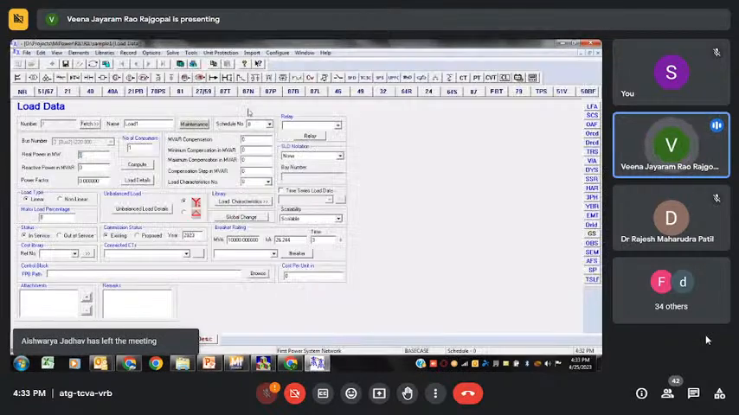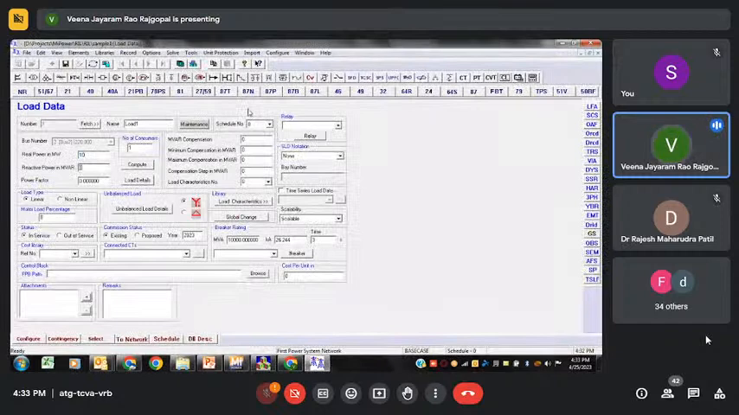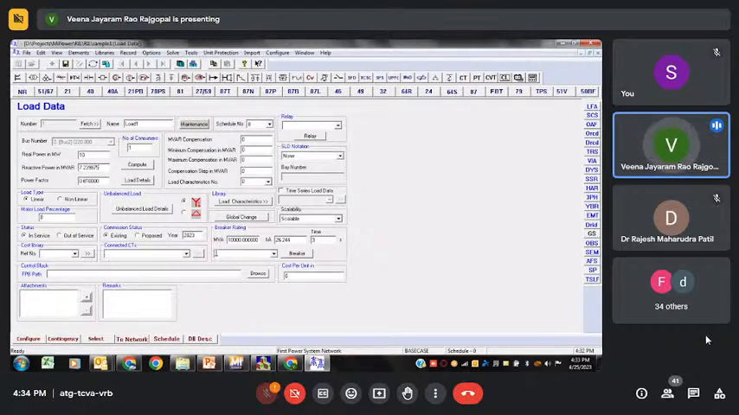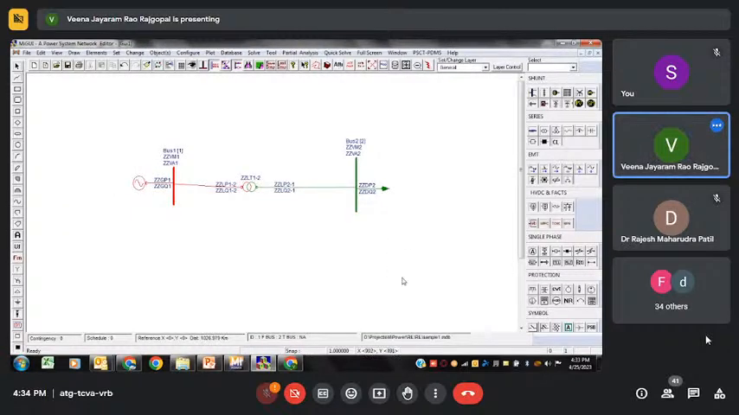Then I have to give what is the load. I can enter the real power in megawatt, reactive power, and also the power factor. This is a detailed one, but because I'm just giving you a demo, I'm not going into the details of that. But this is how you model or create the single line diagram.